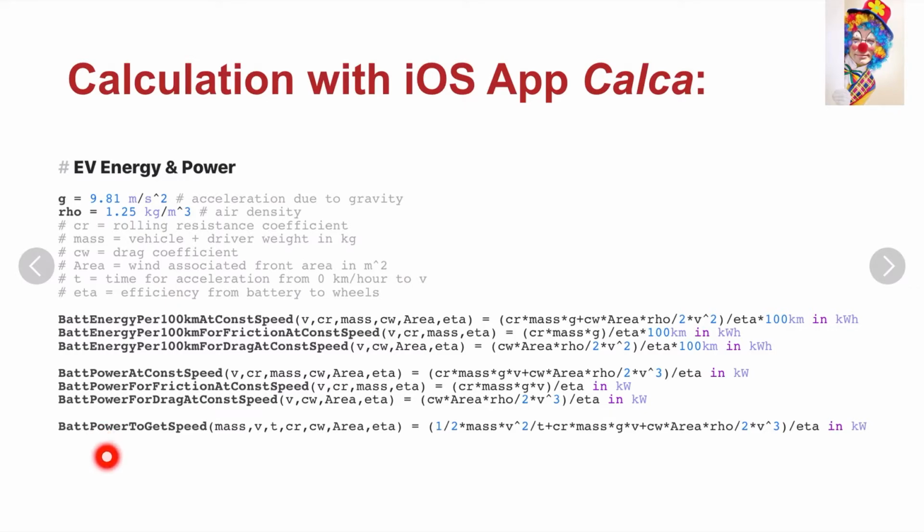The last equation is the battery power which is needed to get from 0 to the defined speed v. And what we are seeing here is the kinetic energy divided by the time. And here we are dealing with the other power which is needed if you have the constant speed. And we will see afterwards that these equations are fitting quite well.